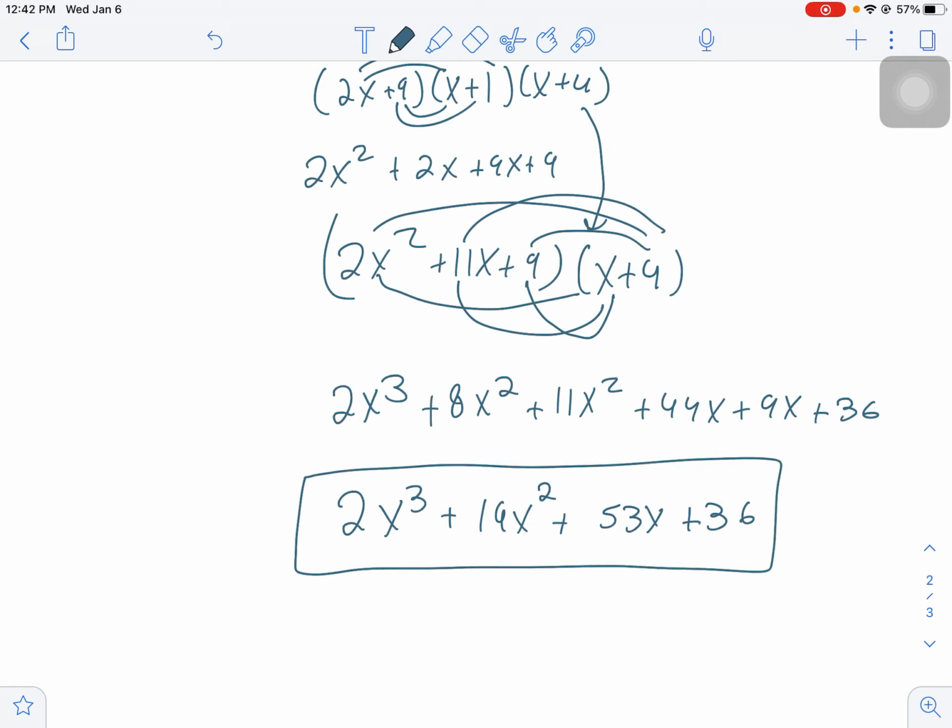Okay, so maybe a little tedious, but hopefully not too difficult, right? Just make sure you're multiplying all of the terms together here and then simplifying correctly.